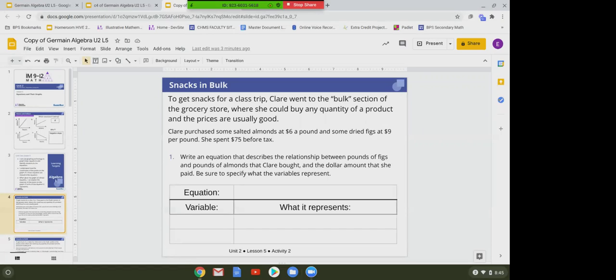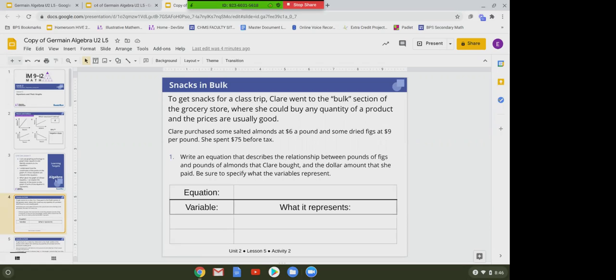Write an equation relating the pounds of figs and the pounds of almonds Claire bought, and the dollar amount that she paid. Be sure to specify what each of the variables represents. So you're taking this scenario: we have two variables, and when we add them together, it's going to get us a total of 75. The equation might not be written in y equals mx plus b form. It might be written in standard form, where your x and your y are on the same side and equal to some constant.